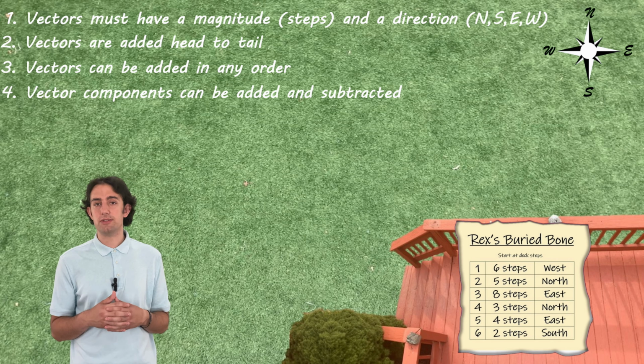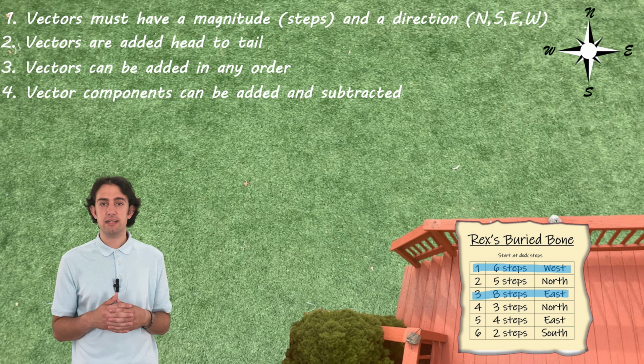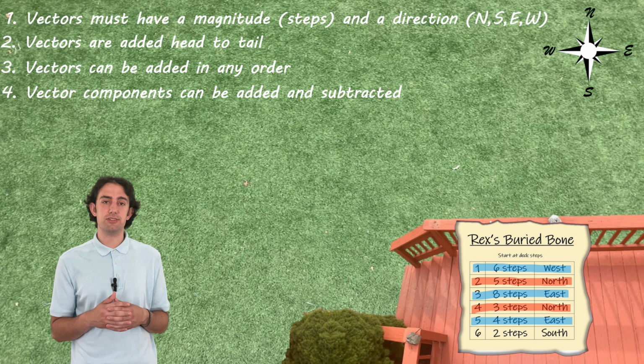The first thing we will do is highlight the directions on the map in each color. East and west will be blue, and north and south will be red. Since they are east and west, we will highlight 6 steps west, 8 steps east, and 4 steps east in blue. We will now highlight 5 steps north, 3 steps north, and 2 steps south in red.